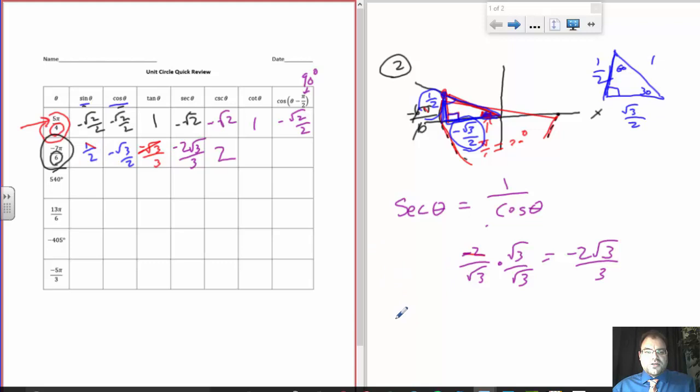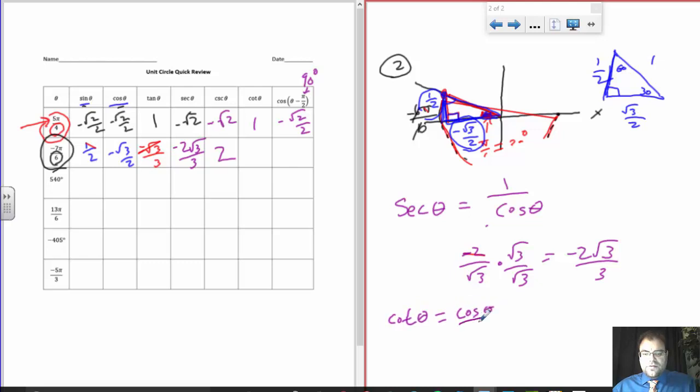So the cotangent is the cosine over sine. It's a trig identity. And this is going to be negative root 3 over 2 divided by a half. Remember, when you divide by a fraction, you're multiplying by its reciprocal right here. And what you notice here is that the 2's are going to cancel. So what I have now is negative root 3 on top, and then I have a 1 on the bottom. So the answer is just negative root 3. That's the cotangent.